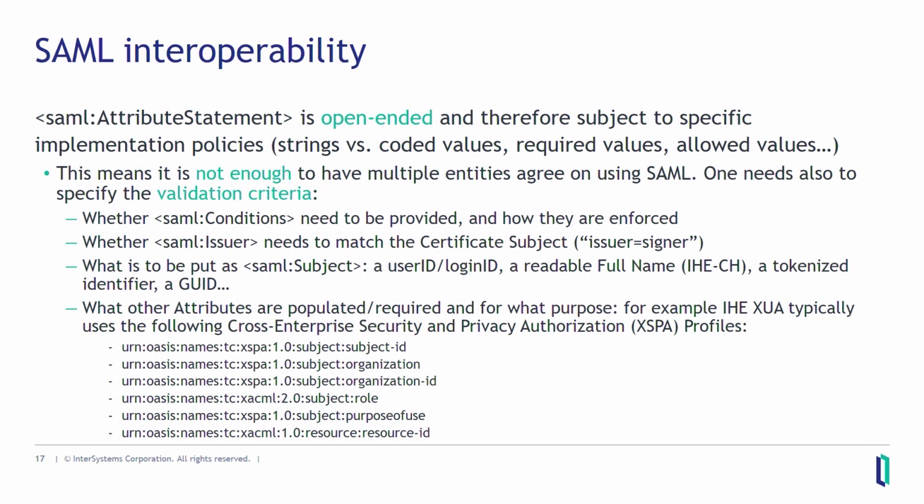You're actually going to have to say what validation criteria are going to be used. Do we need to actually put a time limit? Do we actually need to put restrictions on information such as the issuer, so typically the issuer would be the same entity that is in the certificate subject that is contained in the assertion. And also I mentioned the subject. What are you going to put here to identify the principal?